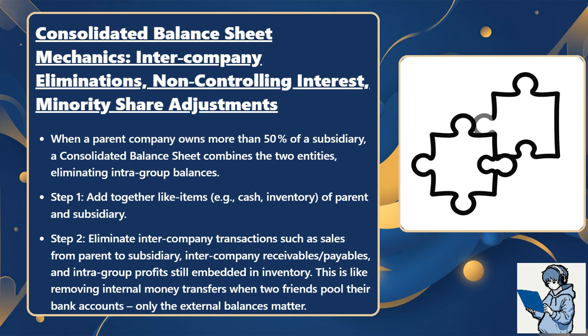Step 2. Eliminate intercompany transactions such as sales from parent to subsidiary, intercompany receivables and payables, and intragroup profits still embedded in inventory. This is like removing internal money transfers when two friends pool their bank accounts. Only the external balances matter.